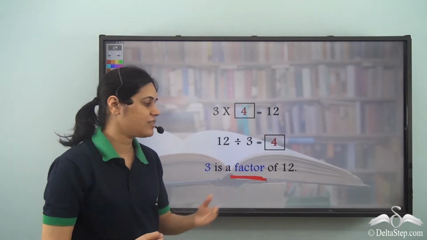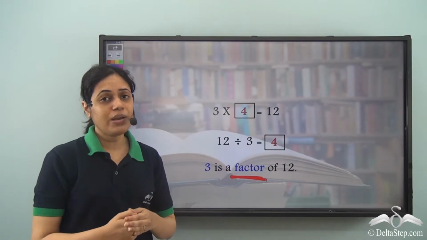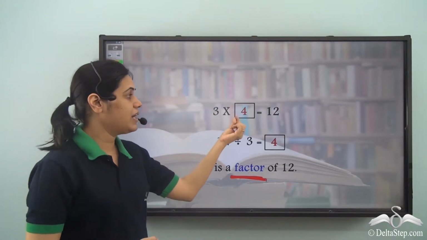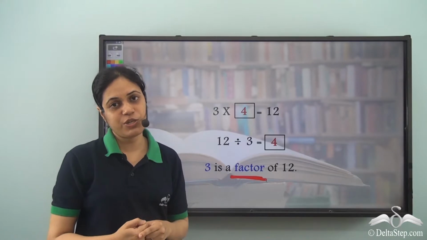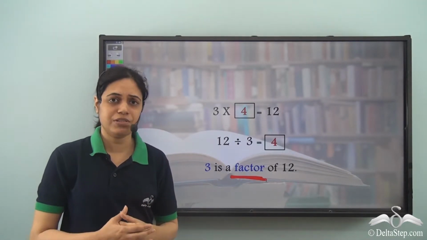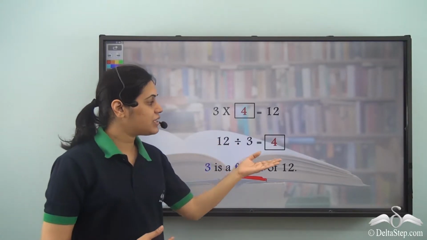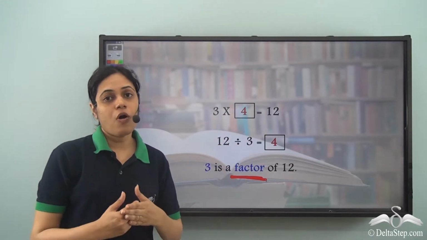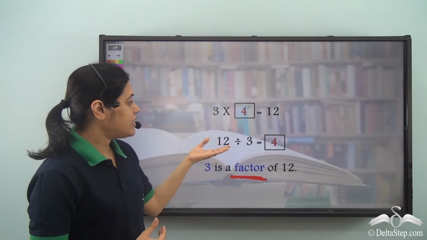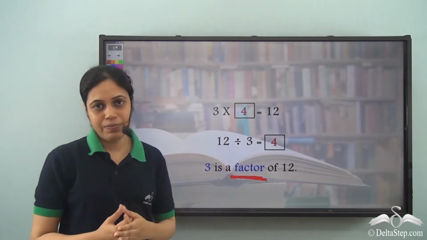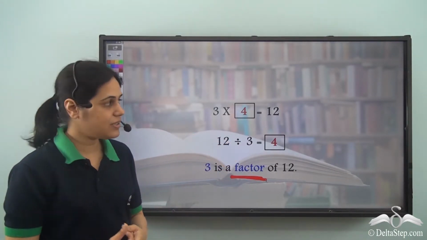Now how can we see this in other words? What do I mean by 3 multiplied by another number gives me 12? How can I say this in simpler terms? If you see, 12 divided by 3 gives me 4, or I can say that 12 is divisible by 3. What do I mean by this?